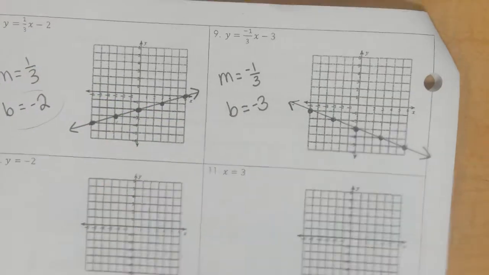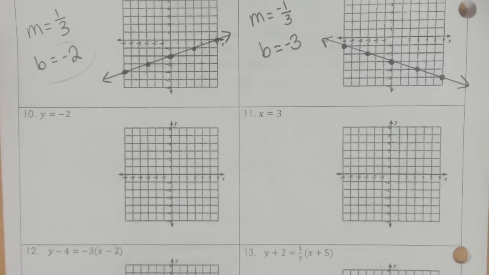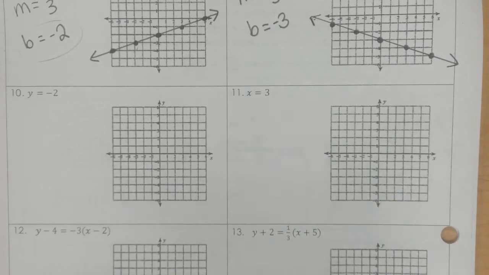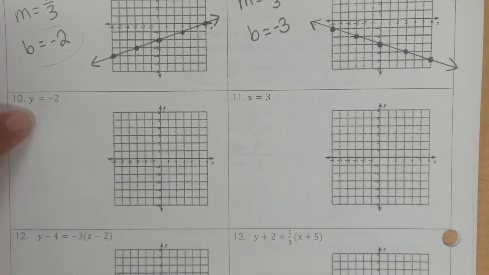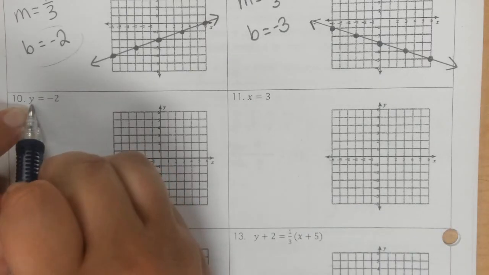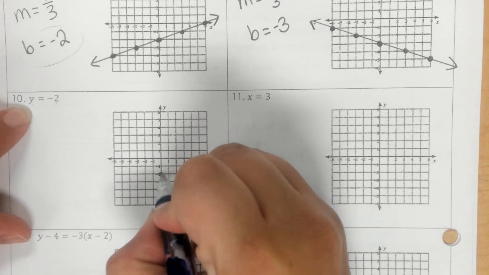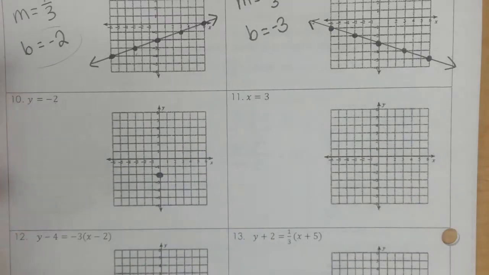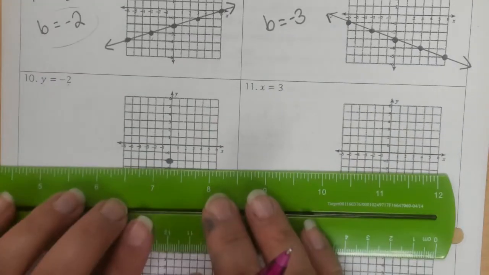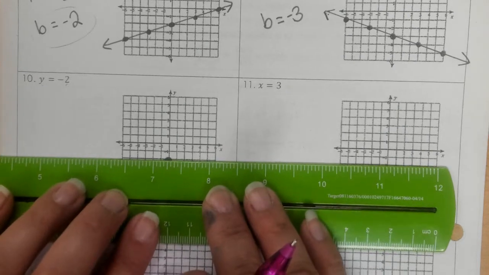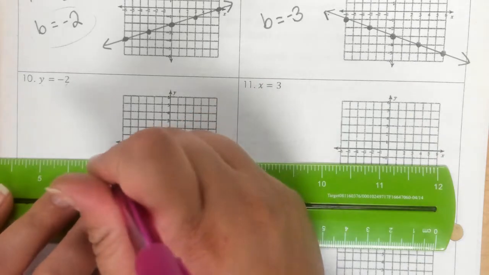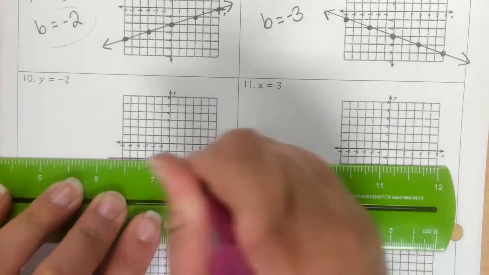Okay. For number 10 and 11, these are just going to be either vertical or horizontal lines. So for the y, it tells you, go to the y-axis, put a point at -2. So y-axis, point at -2. And you have to draw it the opposite direction of y. So I'm going to use a colorful pen here so that it stands out a little more.